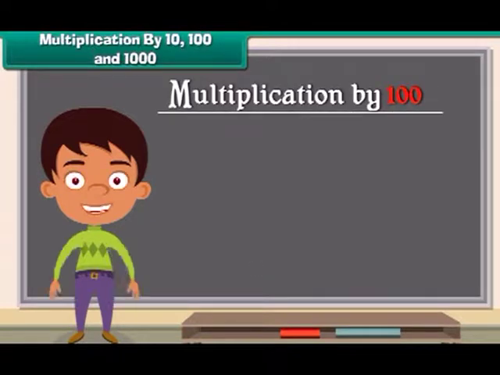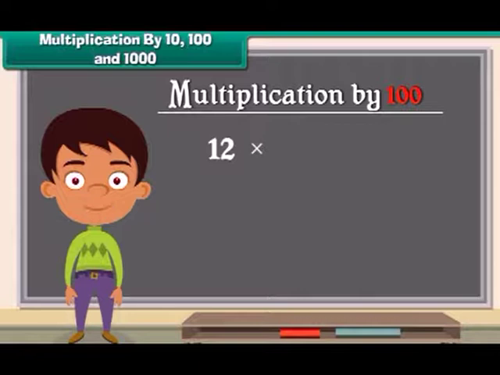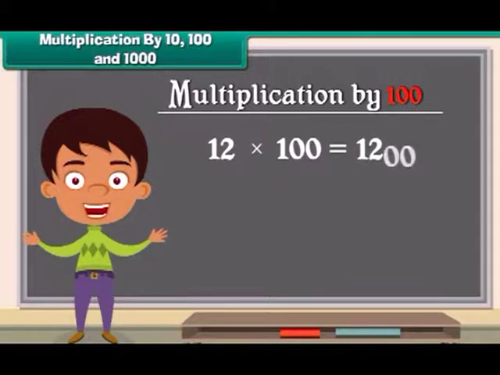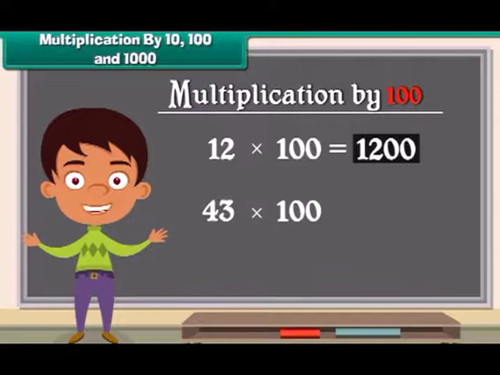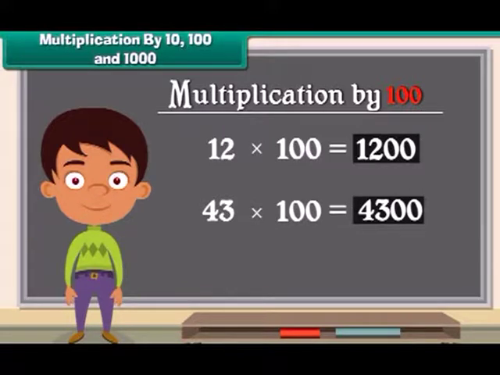When we multiply a number by 100, we add the 2 zeros in the 100 to the right of the number to get the result. Let us multiply 12 by 100. Add 2 zeros to the right of 12 to get the result as 1200. By the same logic, 43 multiplied by 100 is 4300.